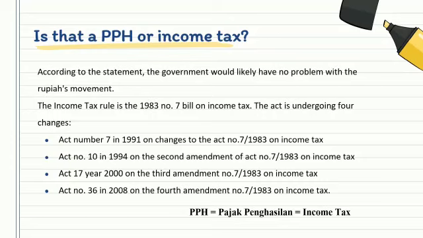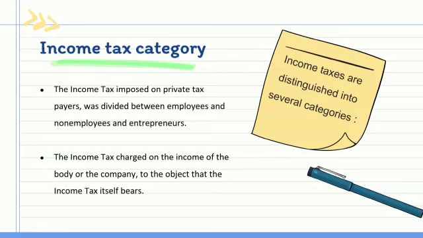PPH means pajak penghasilan, which means income tax. Income tax category. Income tax is distinguished into several categories. The first, the income tax imposed on private taxpayers, divided between employees, non-employees and entrepreneurs. The second, the income tax charged on the income of the body or the company, which the income tax itself bears.